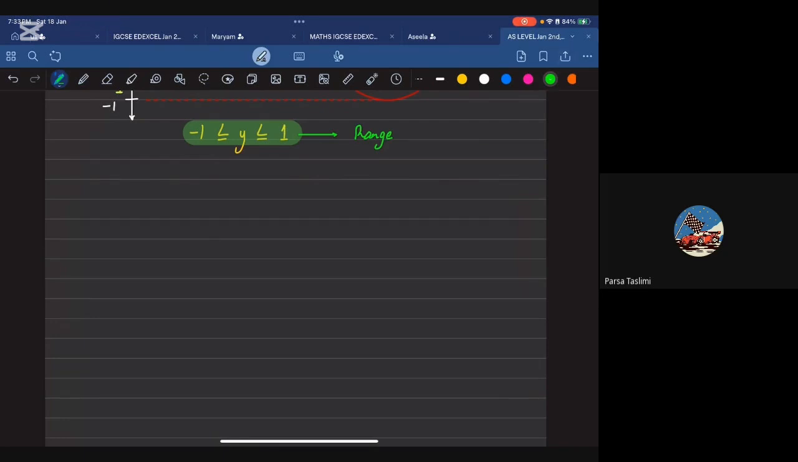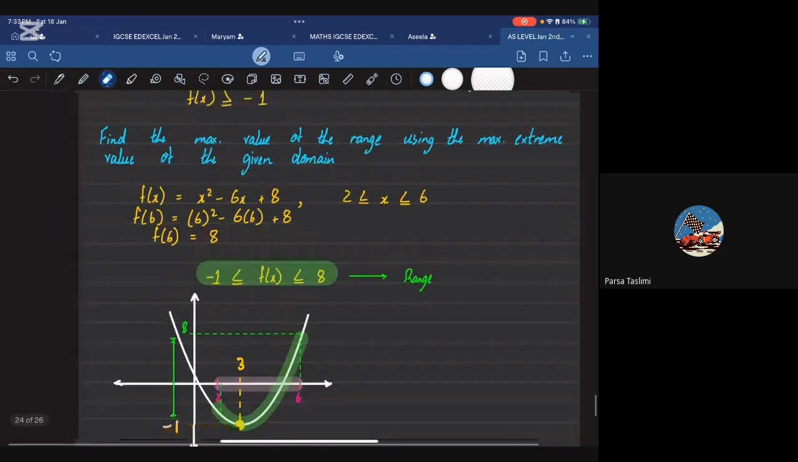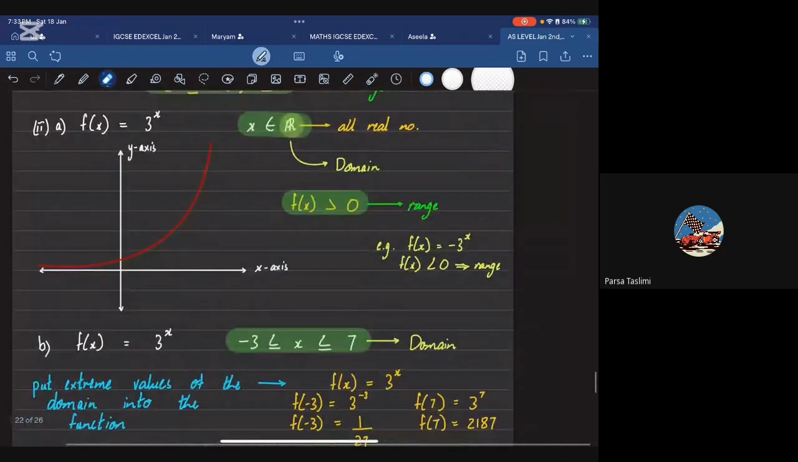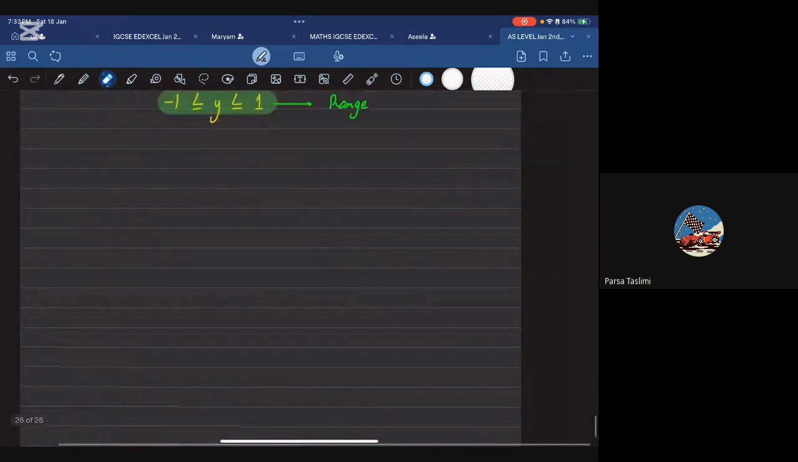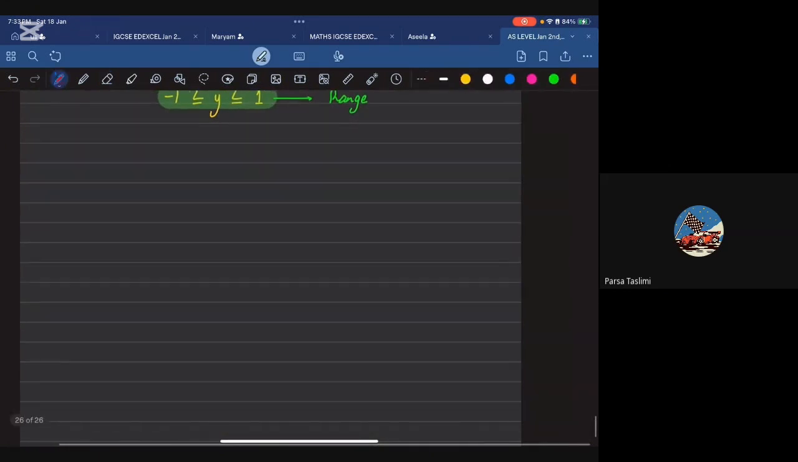How so? Let's see. Consider a graph. I'll draw a basic one. F of x is, let's say, wait. Did I use a general form above? No, I did not. Guess I'll have to use it. y is equal to ax squared plus bx plus c. All right, Parsa. This is your general form of a quadratic equation.